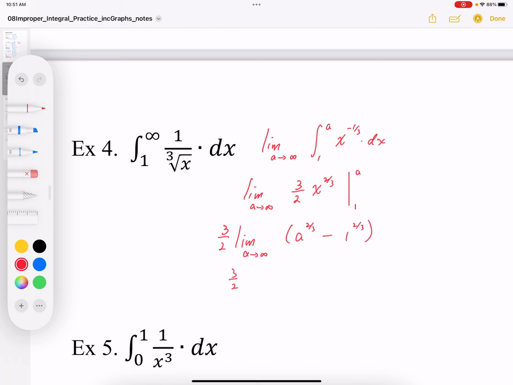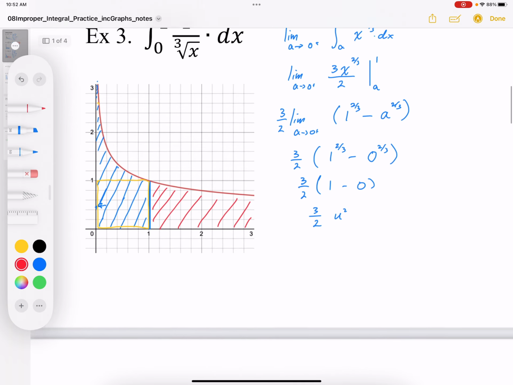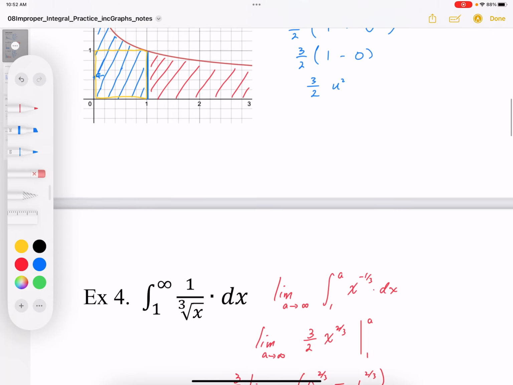Okay, so at this point, I can evaluate this limit. It's going to be infinity to the 2/3, which is infinite, minus 1. So now when we evaluate this area, really this area is going to be 3 over 2 times infinity, or it's going to be infinite. This is what we call divergent. Okay, when the area is infinite, we call it divergent. When the area is finite, we call it convergent. So that blue area works out to be 1.5, but this red area is infinite.